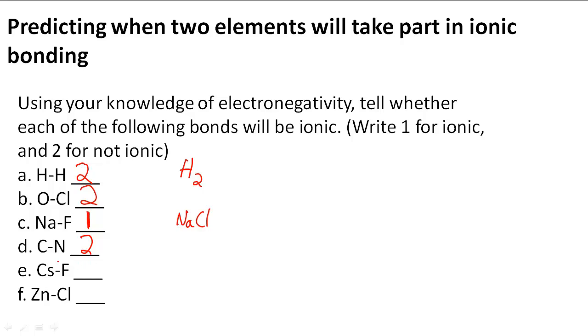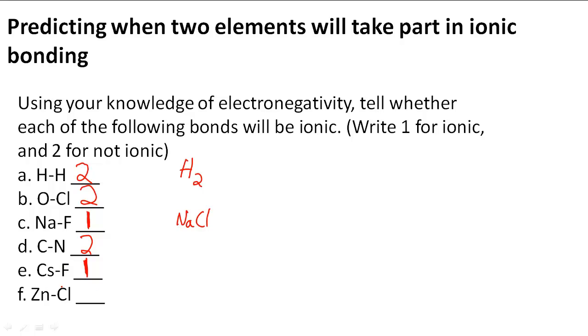Cs, cesium. It's also one of the alkali metals, so it's very reactive because it wants to give up one of its electrons. And F really wants an electron, so this is also an example of an ionic bond because there's a transferring of electrons, or taking of electrons, if you prefer. And Cs is a metal and F is a nonmetal, so I'm going to count that as an ionic bond.